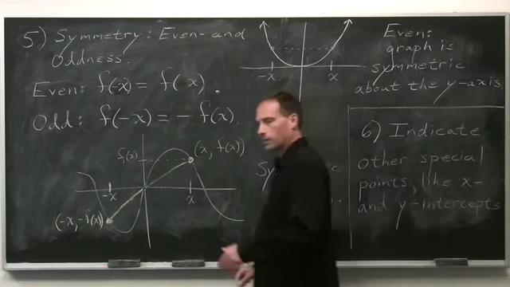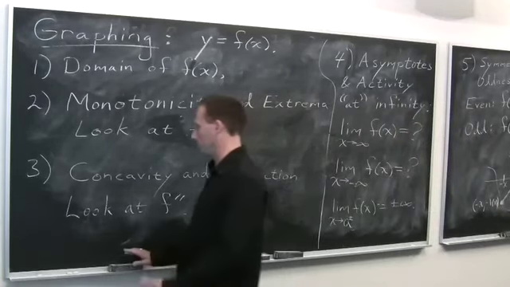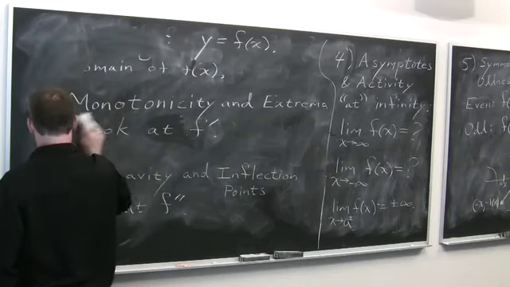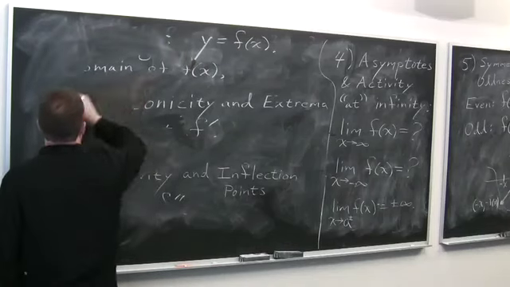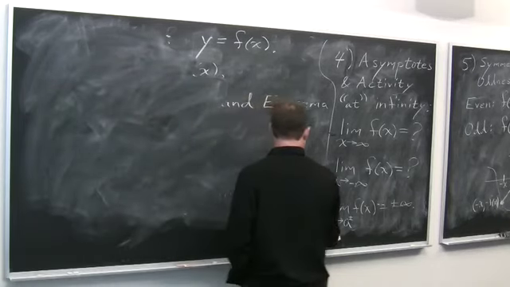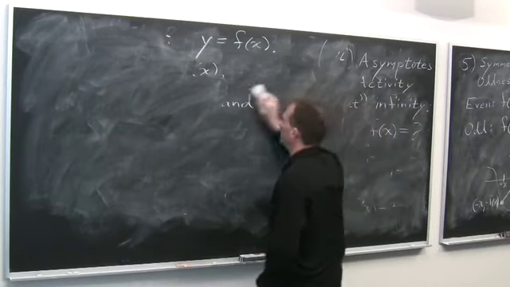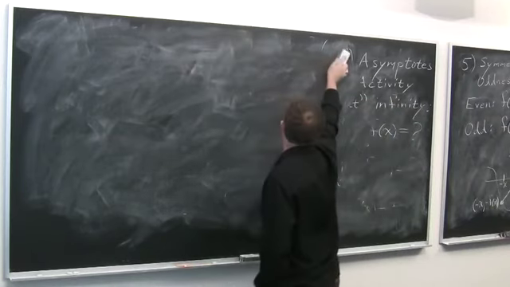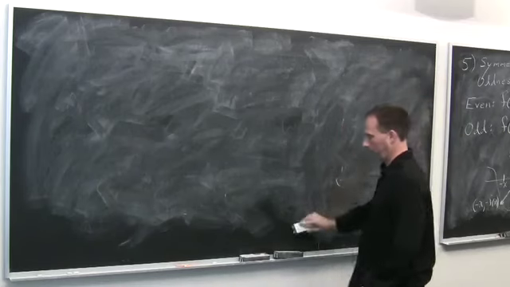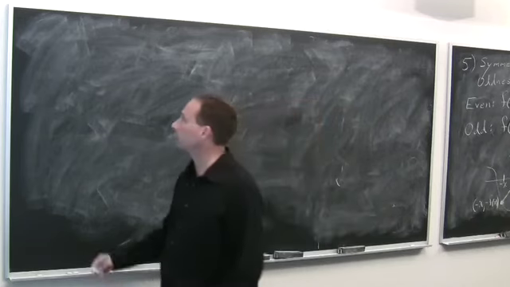All right, those are the 6 things we want to worry about when graphing. If you look at all of those, you can draw very accurate graphs. So let's do 2 fairly easy examples and then at least start a hard one. So let's look at x squared over x squared minus 1.